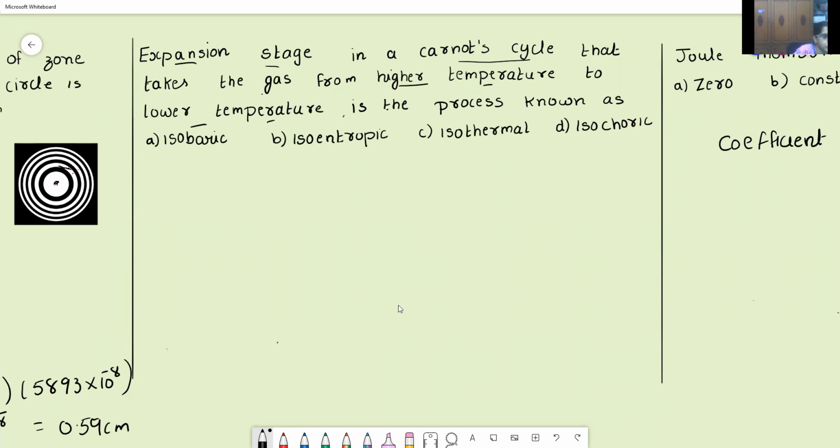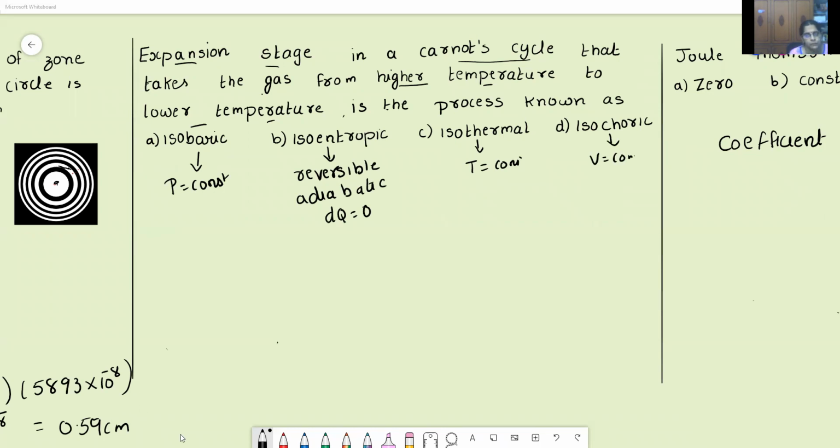Now what is isobaric? In isobaric, pressure is going to be constant. Isoentropic means it is reversible and adiabatic. What is adiabatic? Adiabatic means there is no exchange of heat between the system and the surrounding, that is dq is going to be 0. Isothermal means T is going to be constant. Isochoric, volume is going to be constant.